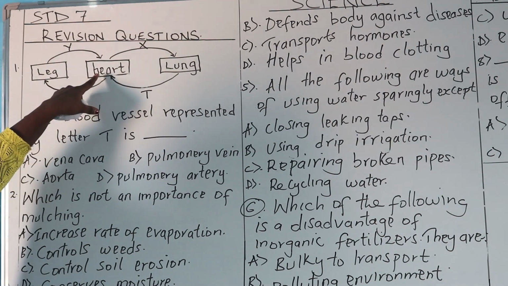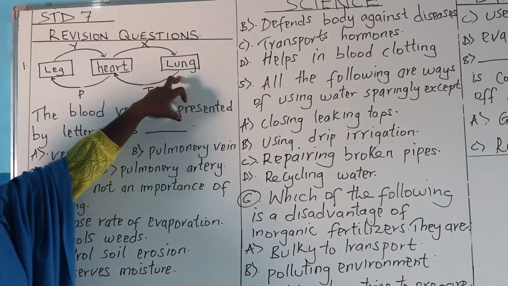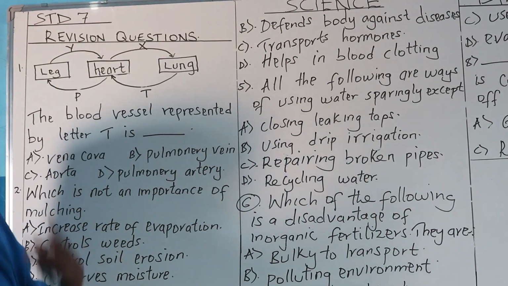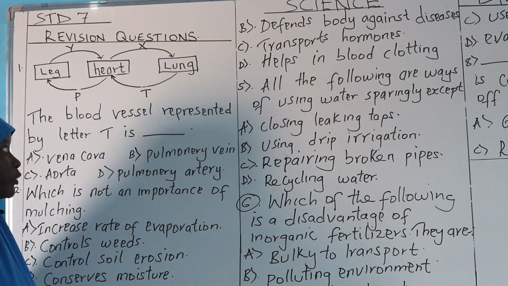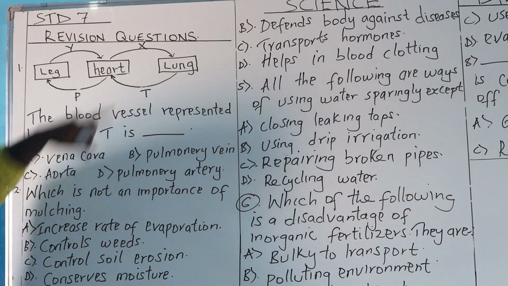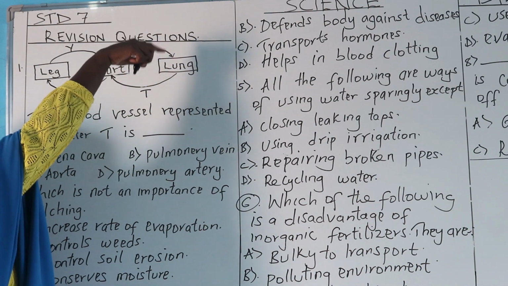So first check where the heart is. Heart is here. Then from the heart we have lung. Then the other part we have body. So leg is part of the body. We can choose any part, either stomach, brain, leg, hand, wherever, as long as it is part of the body. Now we said all arteries, their function is to take blood away from the heart. So look at the arrows from the heart and where the head of the arrow is pointing.